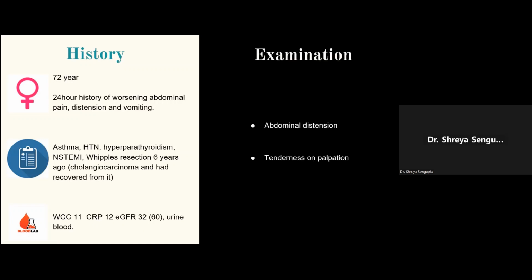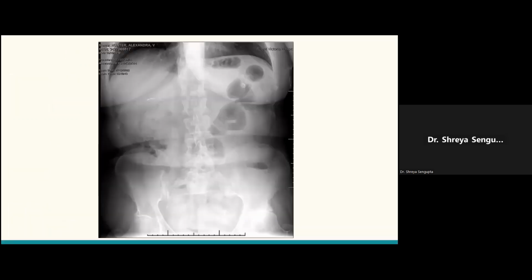On examination, we found she had abdominal distension and tenderness on palpation. So, from the history of abdominal pain, distension, vomiting, and clinical examination of distension and tenderness, we had a clinical diagnosis of intestinal obstruction. So this is the X-ray. As we can see, distended small bowel loops with air fluid levels, the horizontal marks we can see, so multiple air fluid levels. So this is an acute intestinal obstruction.